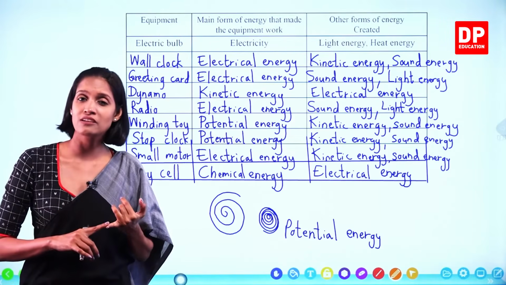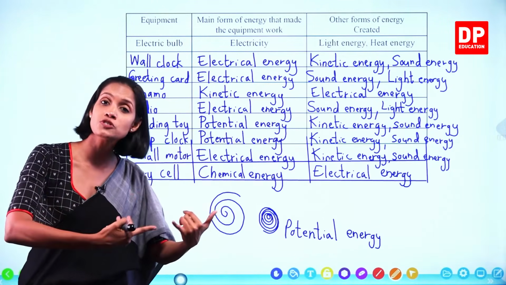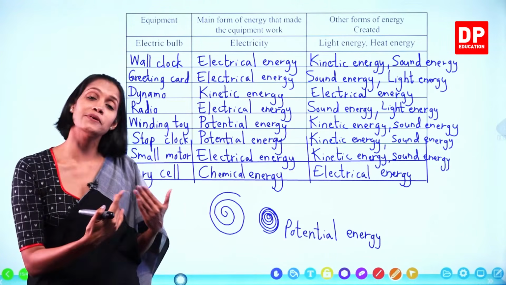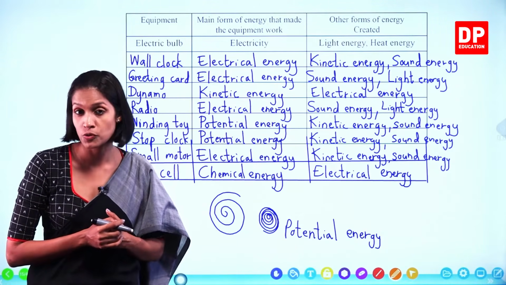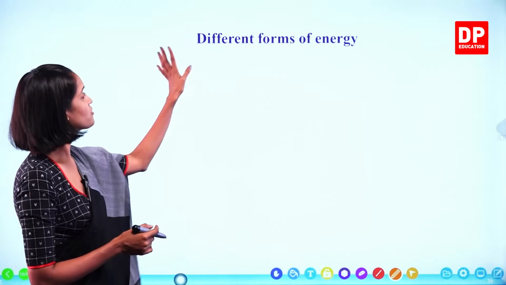So after doing the activity, I hope it's very clear that different forms of energy are used to make a certain equipment work. While making them work, what happens? Other types of energy, other forms of energy, are also produced. Okay? We'll move on to the next. Right. So, different forms of energy.